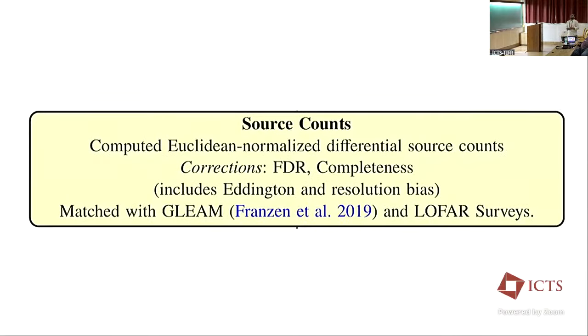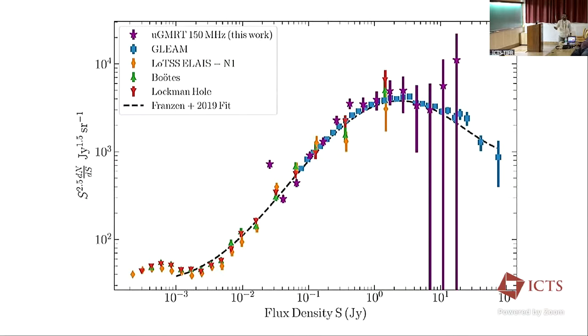We also try to see the source counts and cross-check with other surveys, with GLEAM at first, and then also with LOFAR surveys, because LOFAR surveys go very deep. So we have found that the blue points, squares, are from GLEAM, which has a very large sky coverage, so the error bars are very small.